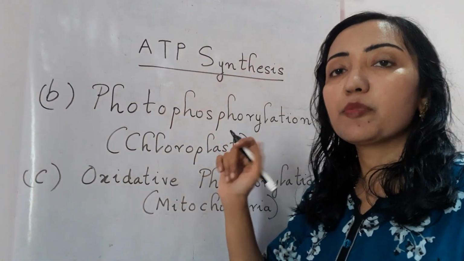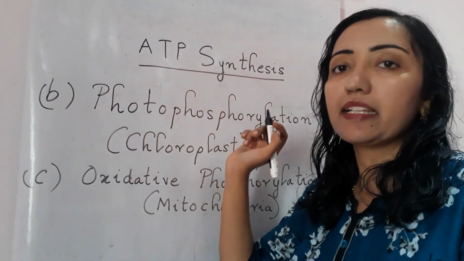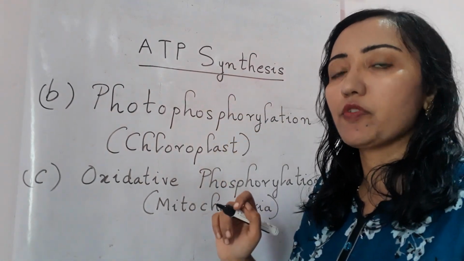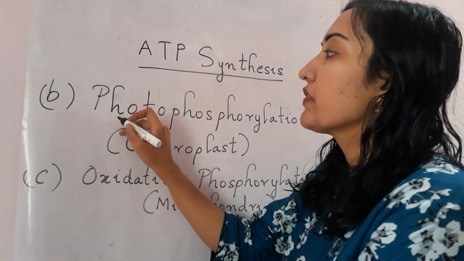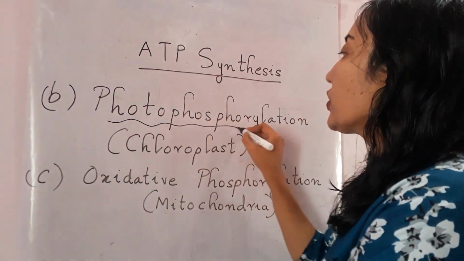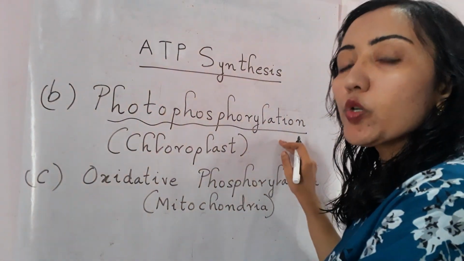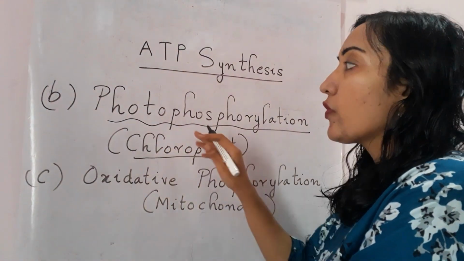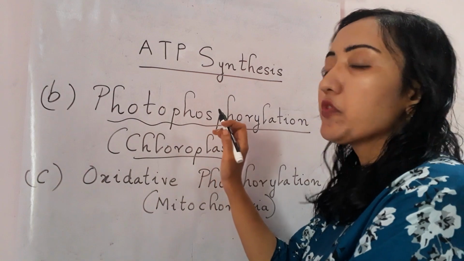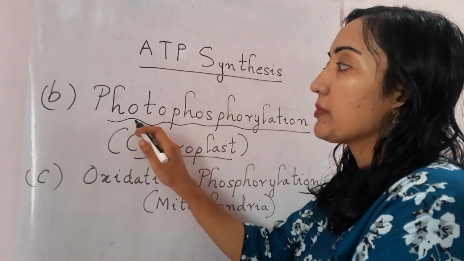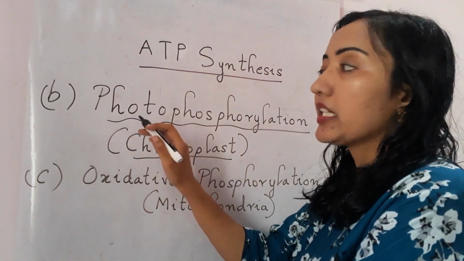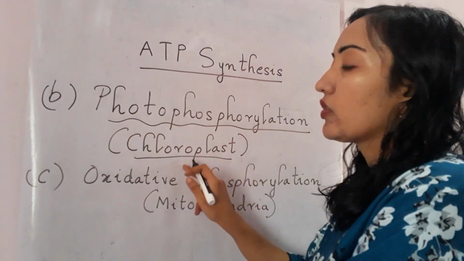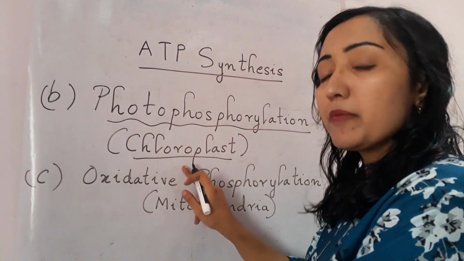We have seen the first method of ATP synthesis, which is direct synthesis or substrate level phosphorylation. The second method of ATP synthesis is photophosphorylation. Photophosphorylation happens in the chloroplast of plants. It is the addition of phosphate in the presence of light. Photo is light.